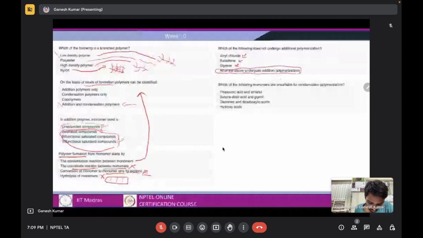Coming to the next one: which of the following monomers are unsuitable for condensation polymerization? If you look into all of these monomers and the polymerization of these monomers to make polymers, only these two will be different compared to the others, because they undergo addition polymerization, whereas all the others go to condensation polymerization.